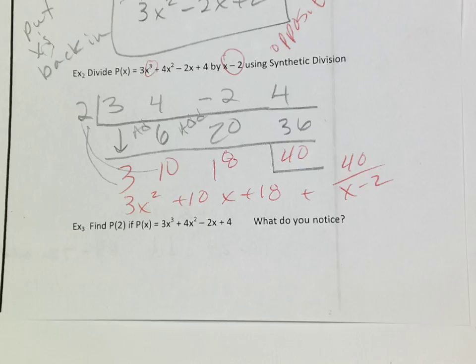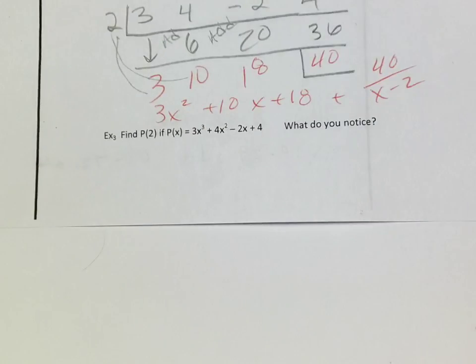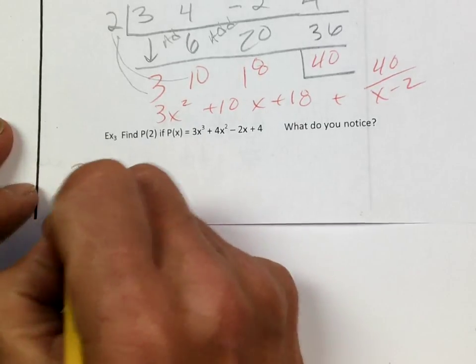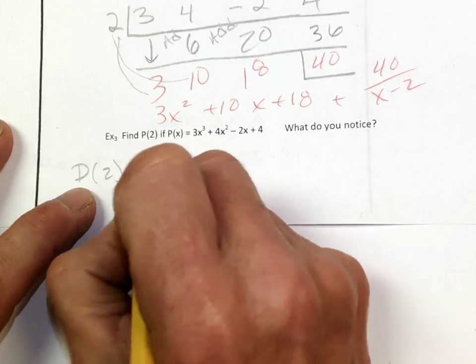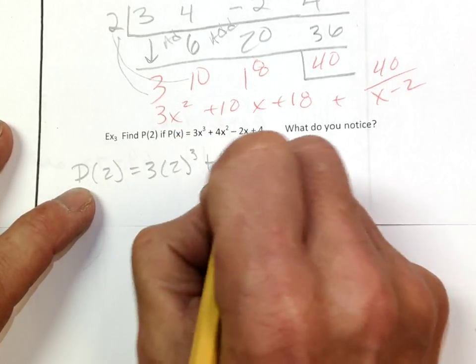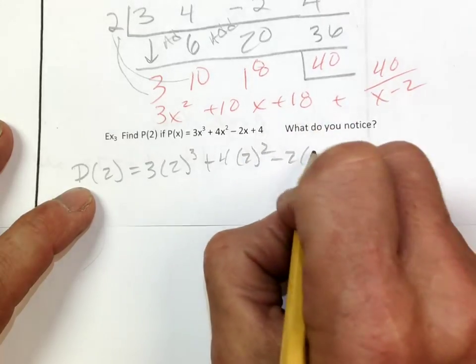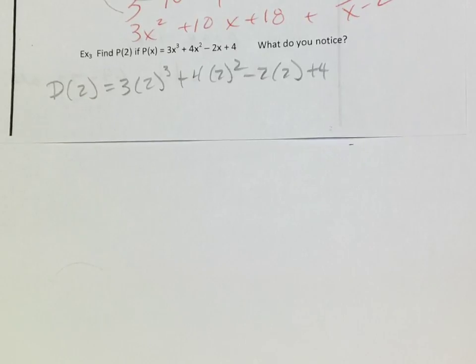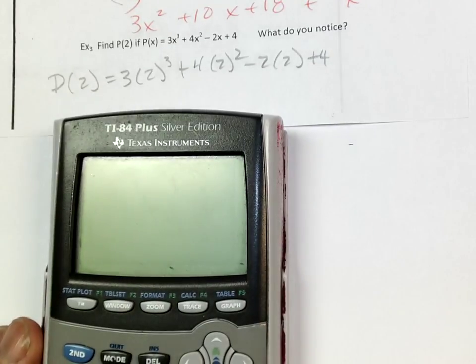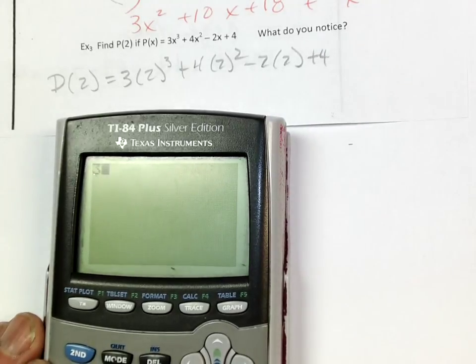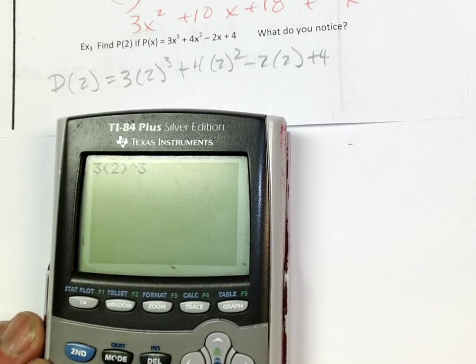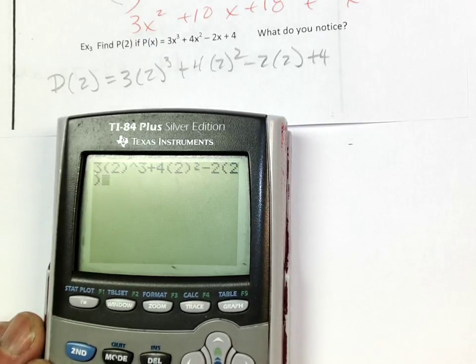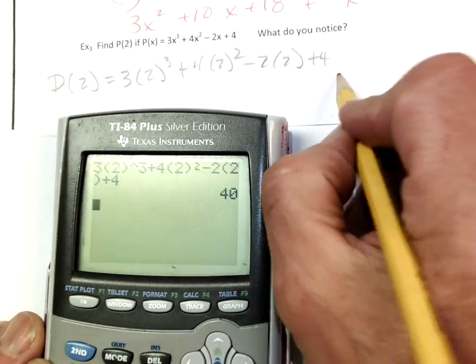Okay, now, what does P of 2 mean? What does P of 2 really mean? Plug it in, right? So P of 2 is equal to 3 times 2 cubed plus 4 times 2 squared minus 2 times 2 plus 4. All right, I'm not much good at this, so I use a calculator, right? So let's check it out. I'm going to let the calculator do the work. On, clear. 3, 2 to the third power, plus 4 times 2 to the 2 power minus 2 times 2 plus 4. Okay, I got 40.